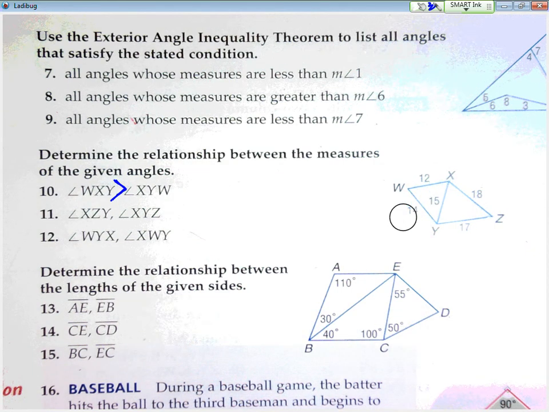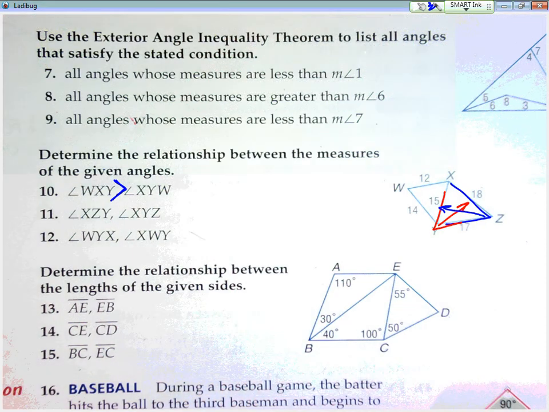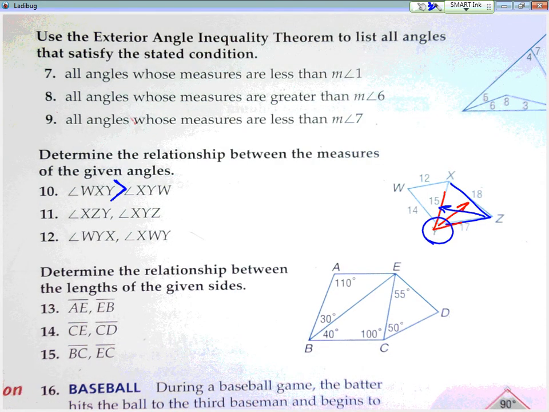XZY and XYZ, so that goes to that side, and that goes to that side, and 18 is bigger than 15, so the angle Y would be the bigger angle, so it's going this way. So that's what we do. We got to look at those.